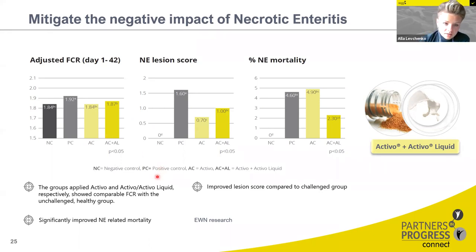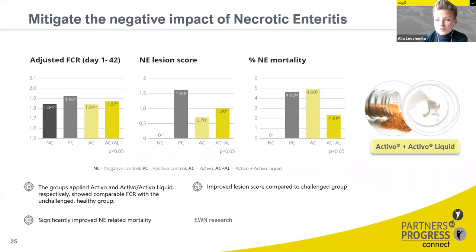So then when we look at the necrotic enteritis lesion scores, of course there were no lesions in the control. There was a pronounced increase, or the lesions were present, in the positive control. And the application of Activo, the phytogenic in-feed product, and also the combination of in-feed and liquid had a reducing effect on necrotic enteritis lesion scores. And the effect was again similar between the two groups. However, the main effect is observed in the mortality, which was in this case associated with necrotic enteritis. So the feed product alone did not have a pronounced effect here, but the combination helped to reduce this necrotic enteritis related mortality by half. And this is where the most power of the combination of the two products comes in the result.